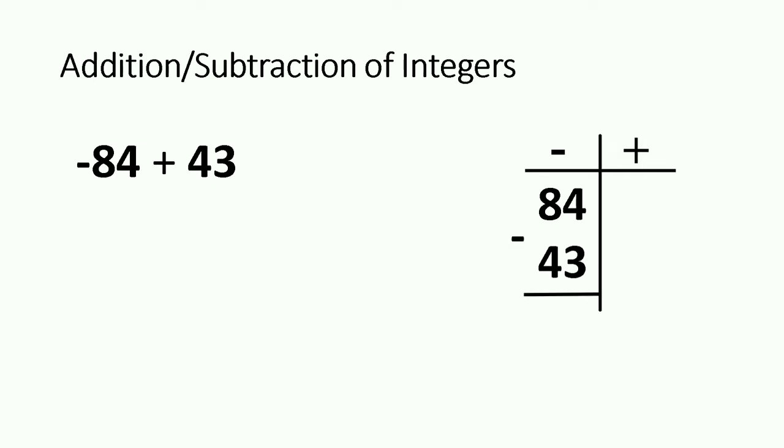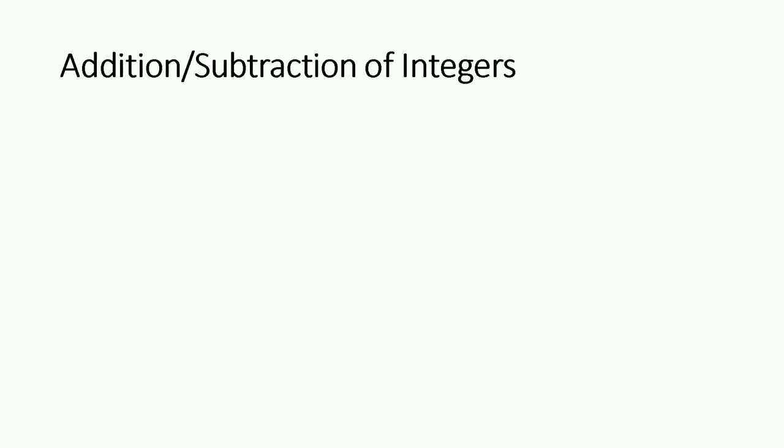Then we perform a subtraction. This would give me 41. So we have 41 tiles in excess that were not nullified. But what sign would this 41 take? This 41 would take the sign that is at the top of the column. That is the negative. So our answer will be negative 41. Let's look at another example.